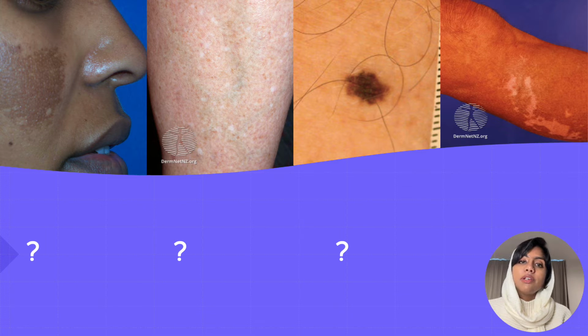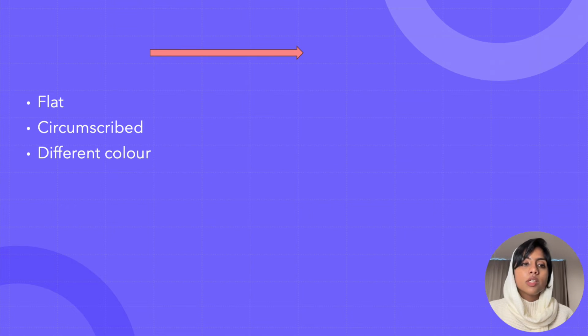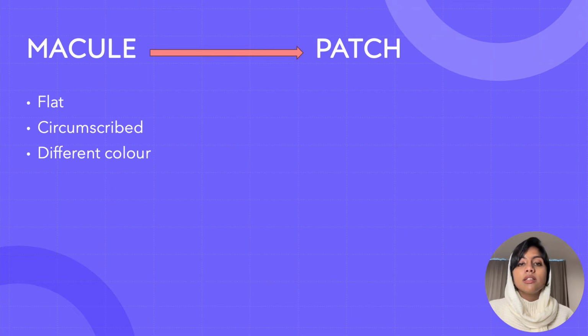Can you see any elevation in the lesions? To interpret from a picture whether a lesion is elevated or not is not that easy. But you can't see any elevation at the moment. Yes, so among the primary lesions that we have studied, which can this be? That is something that you need to think about. So these are flat and circumscribed lesions with a different color from their background, isn't it? So this is nothing but a macule.